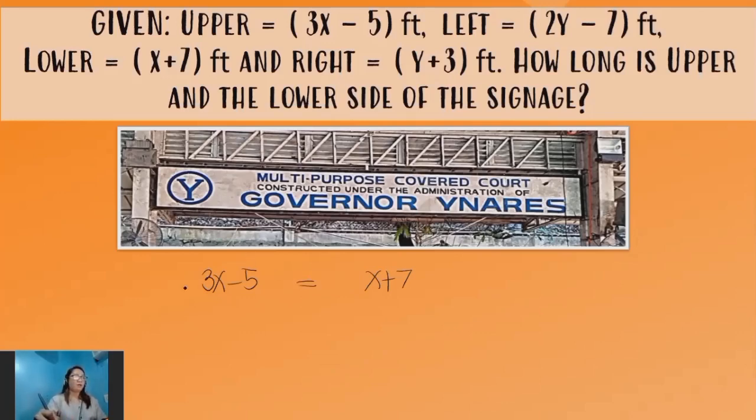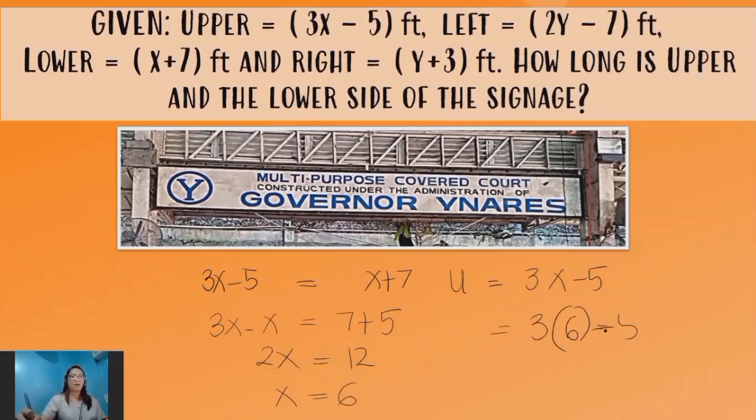Very good. Okay. 3x minus 5 is equal to x plus 7. And next, transpose, or addition property of equality, and you'll have 2x is equal to 12. And for x, divide both sides by 2 and you'll have 6. And since we're asking for the length of the upper and the lower part, just get one, which is the upper part represented by 3x minus 5. Substitute 6 for x, and you will have 3 times 6, 18, minus 5, so the upper part is 13. And since, according to Jeff, opposite sides of a parallelogram are congruent, therefore, the lower part is also 13 feet. Okay? Any question?